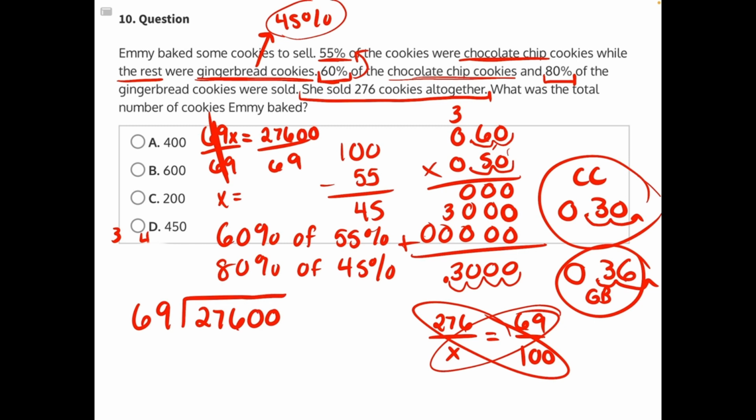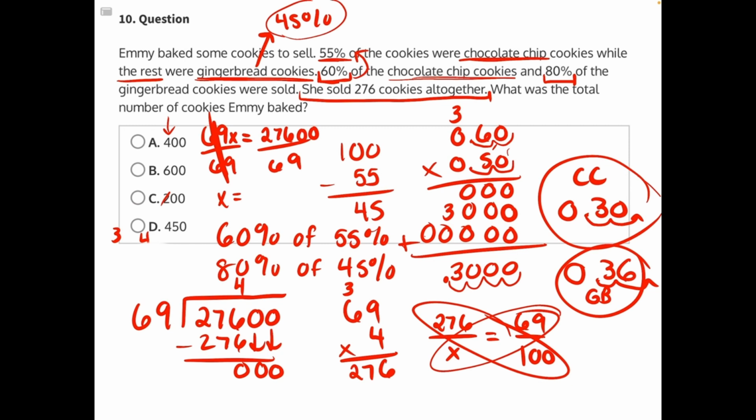Take a look at your answer choices to help you do this quickly. 2 is probably not going to cut it. 4 is in 2 answer choices, so let's start there. What is 69 times 4? 4 times 9 is 36. 4 times 6 is 24, plus 3 is 27. That fits in perfectly. So 69 times 4 will give us 276. There's no remainder, but we just have to bring down the rest of our zeros, and we will get 400 as the total number of cookies Emmy baked, making A our correct answer.